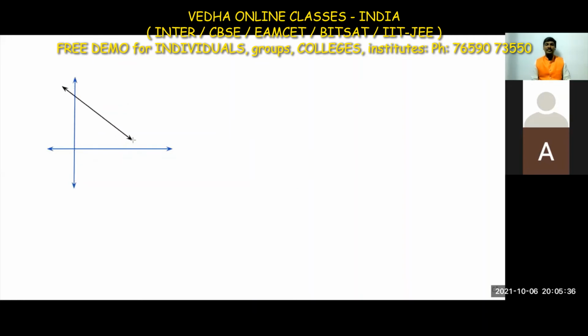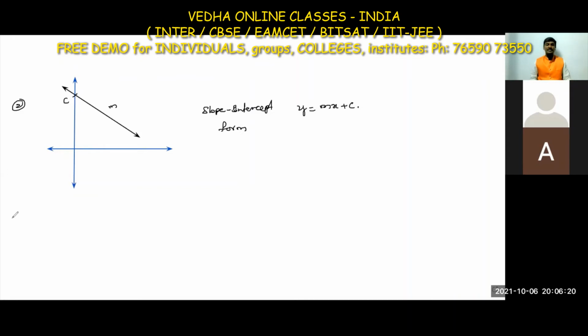Here the line is intersecting the y-axis at c, and the slope of the line is m. This form is called slope intercept form. What is the slope intercept form? y is equal to mx plus c is the slope intercept form.